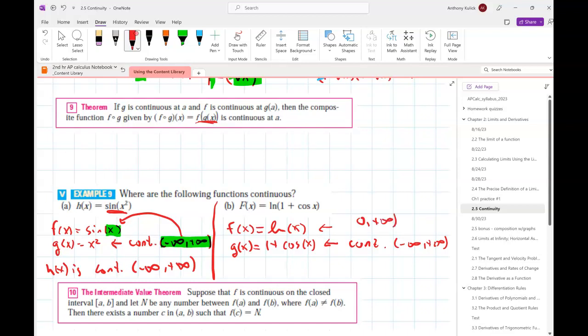What is that 0? Parenthesis or bracket? Bracket, because it can't be... Oh, parenthesis. Natural log of 0 is undefined.